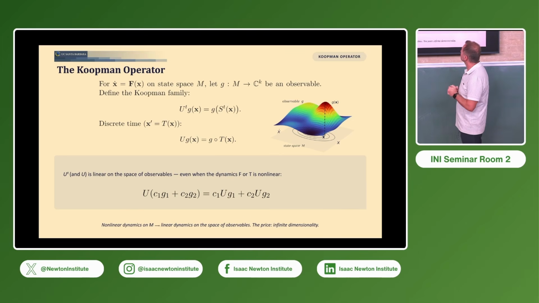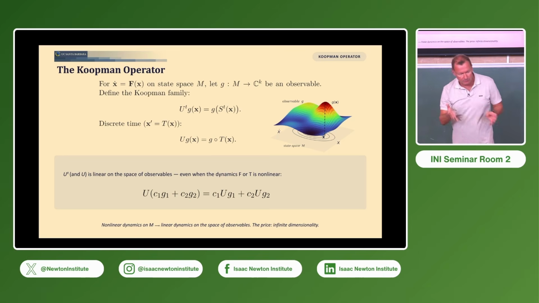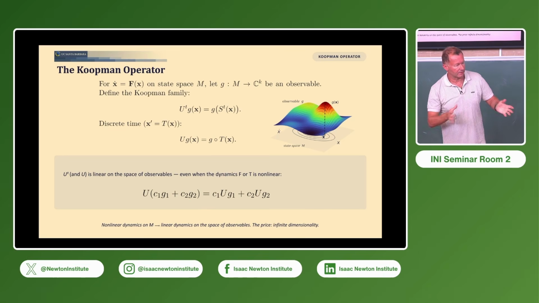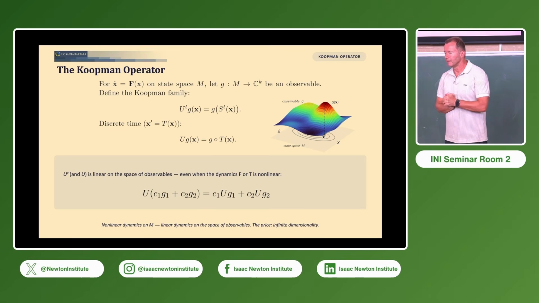But if I start with x dot is equal to f of x, strictly speaking, this is what Koopman observed on state space M. And then g is some observable. In this case, it's a vector observable and it's complex. You immediately want to go with complex analysis because the eigenfunctions that I will define might be complex.